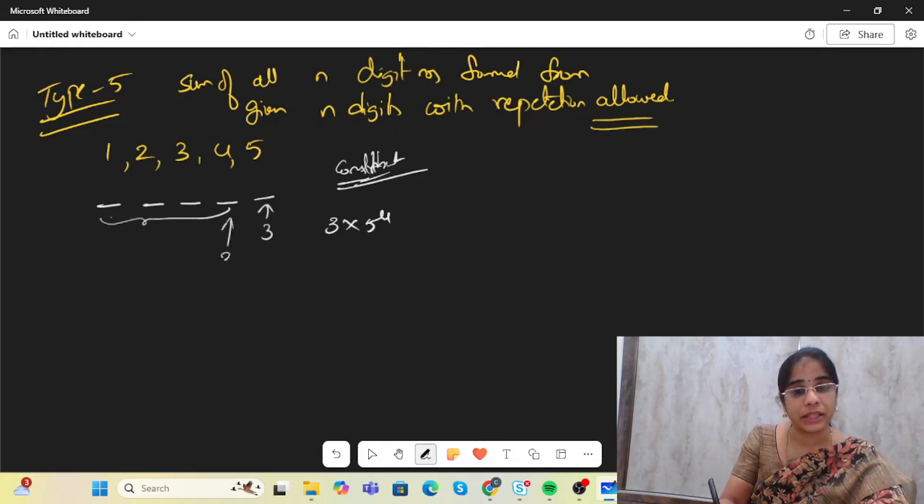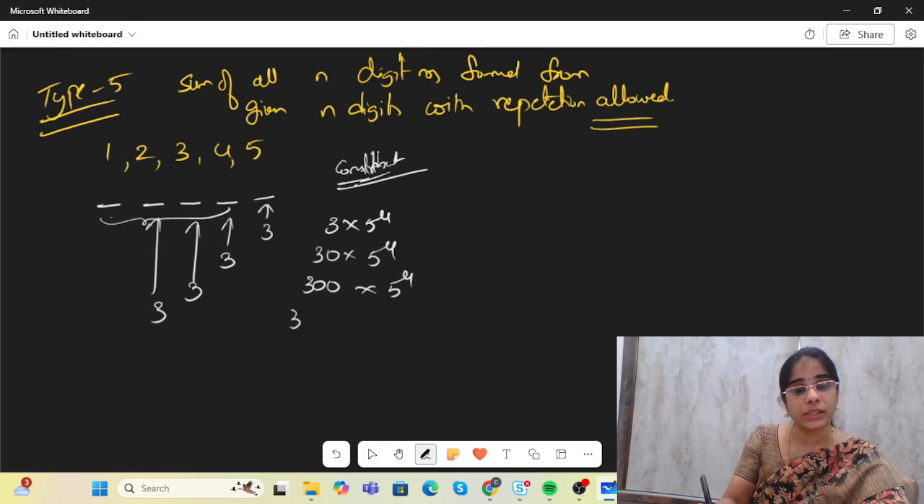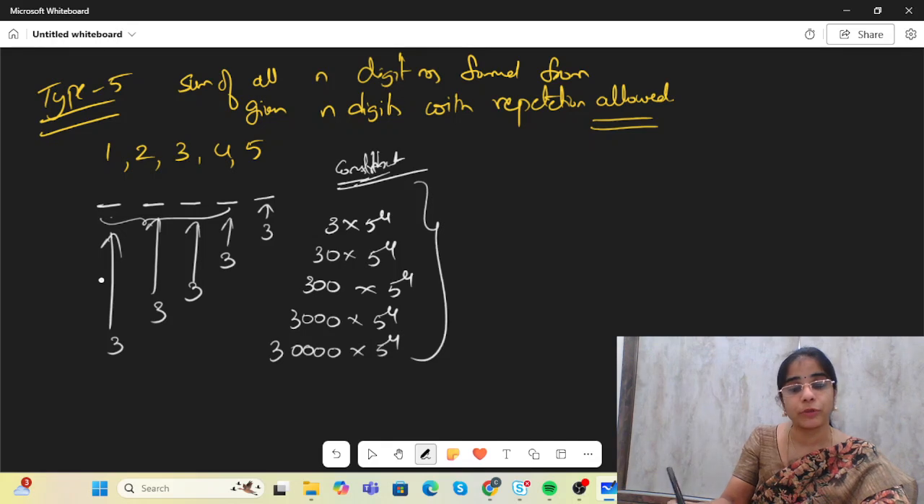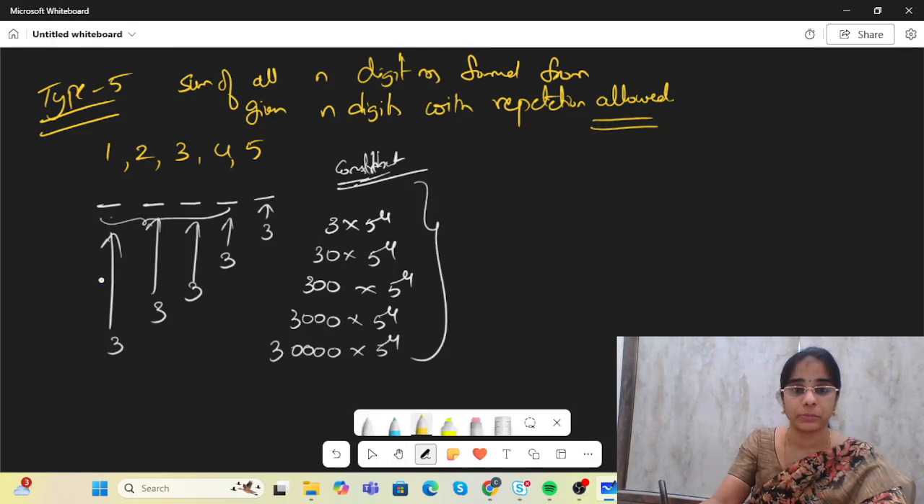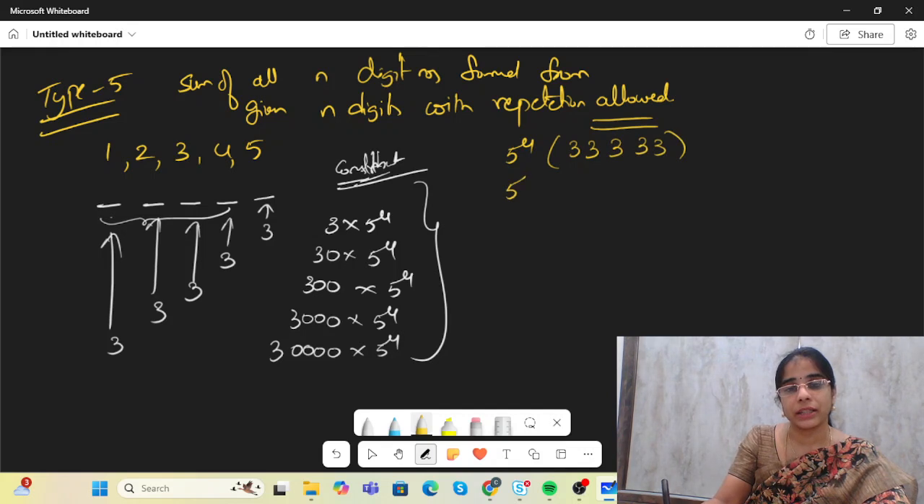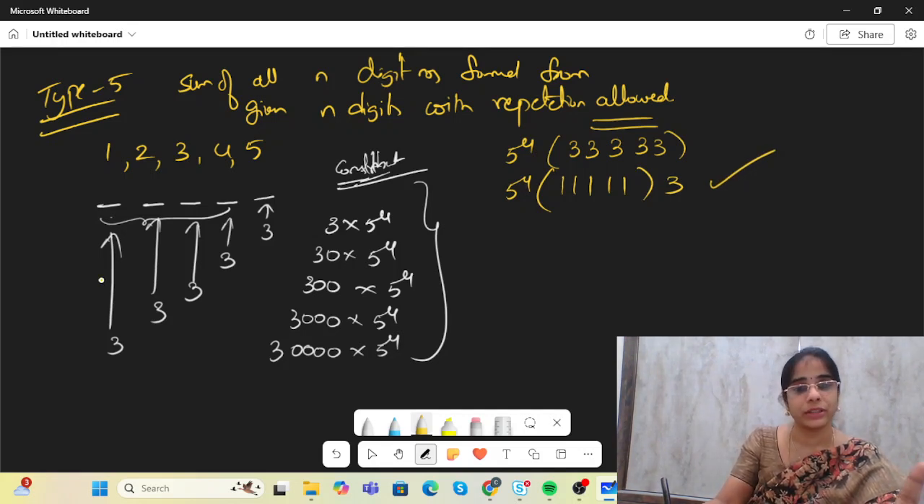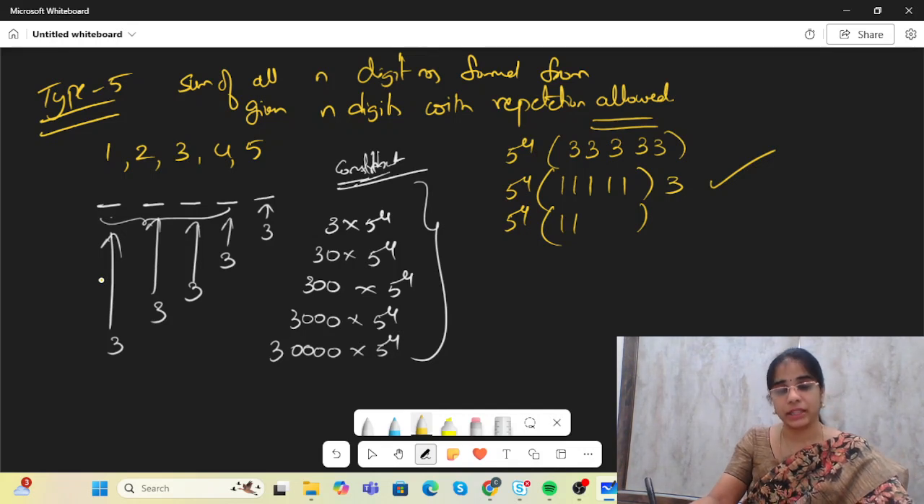Now 3 in the tens place gives 30 into 5 to the power 4. 3 in the hundreds place, 300 into 5 to the power 4. 3 in the thousands place, 3000 into 5 to the power 4. 3 in the ten-thousands place, 30,000 into 5 to the power 4. Now the sum of all these contributions of 3 in every place is 5 to the power 4 into 3, 3, 3, 3, 3, so I can consider it as 5 to the power 4 into 1, 1, 1, 1, 1 into 3. The same story repeats for 1, 2, 3, 4 and 5, isn't it? So it's 5 to the power 4, the same set of 1, 1, 1, 1, 1 repeated.